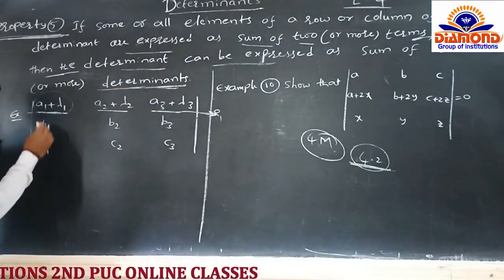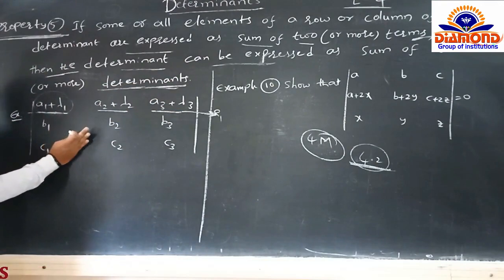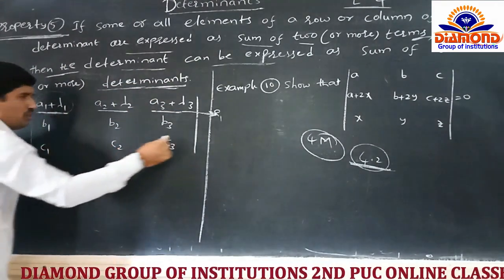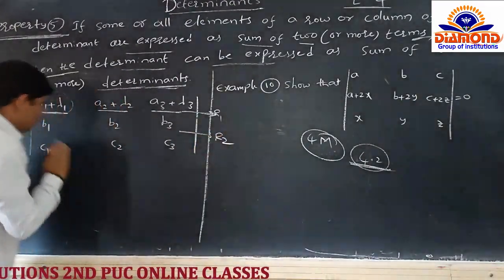So now I will write from this. This is one of the determinants given for us. Now see here, suppose we are observing R2. This is R2.